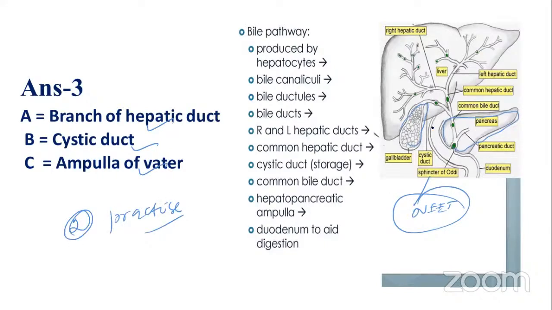So what are the structure principles? Where is the liver? Where are the right hepatic, left hepatic, common hepatic duct, common bile duct, and pancreatic duct, duodenum, and also the sphincter of Oddi? What is the main function of the sphincter of Oddi? It is also very, very important. Gallbladder. Okay, go through these things and you will get the idea.